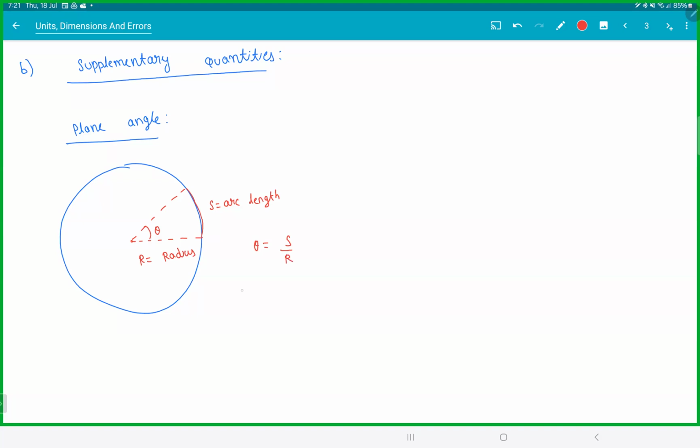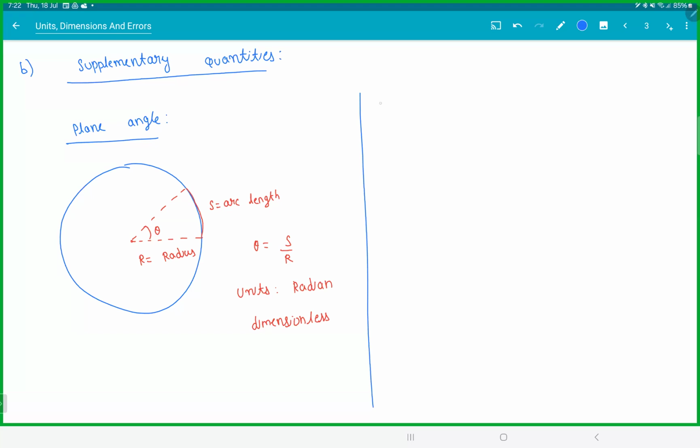It has units. Units are radians. But it is dimensionless, because it's a ratio of length by length, it doesn't have a dimension. So they can ask in CET kind of questions: can you have a quantity with units but no dimensions? Angle is the best one.